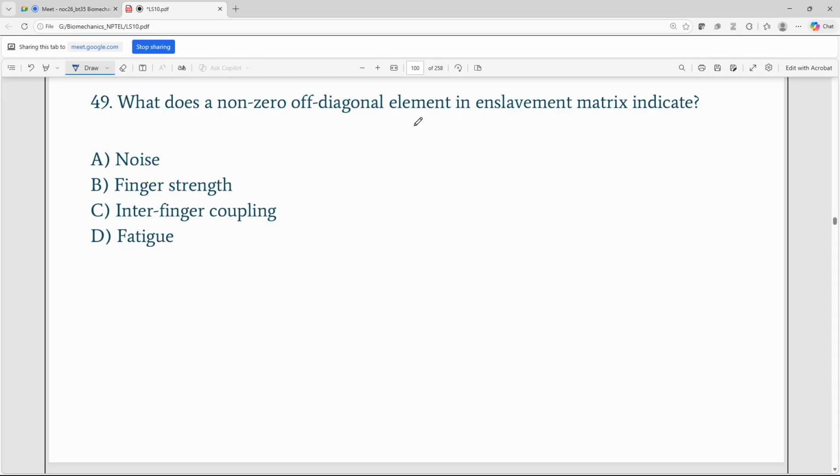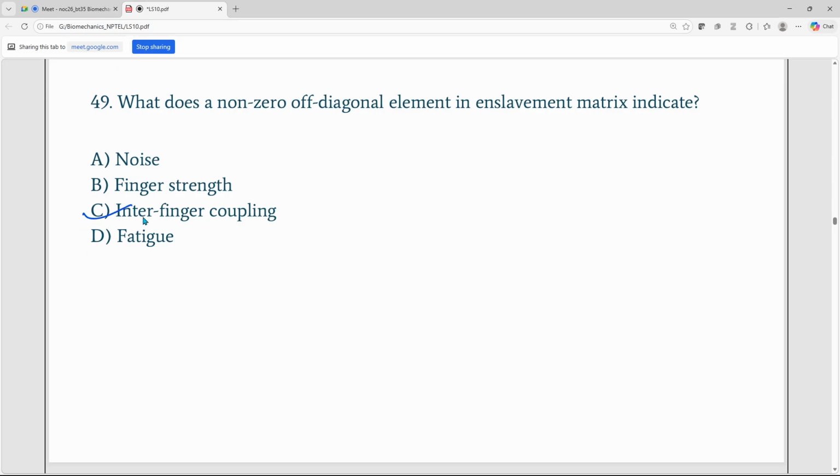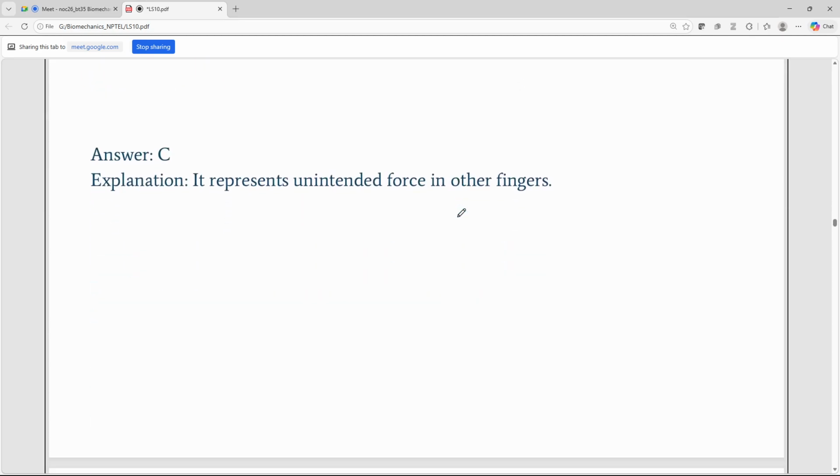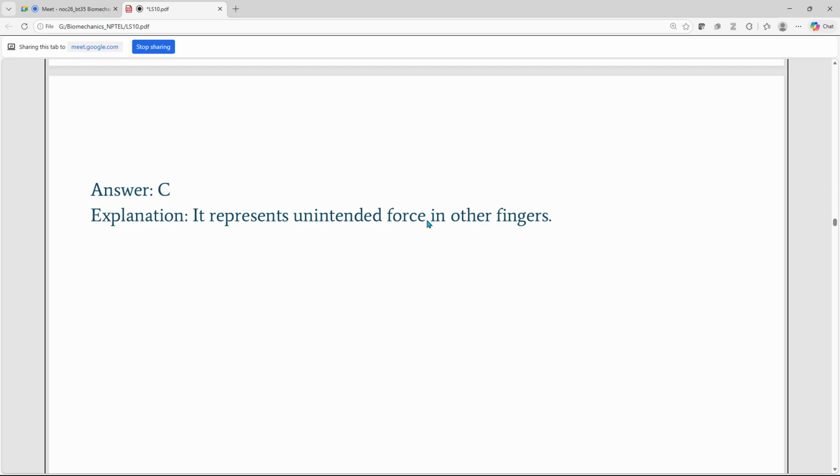Correct answer, option C, interfinger coupling. So a non-zero off-diagonal element shows a chance of enslavement. It gives the value of enslavement in the enslavement matrix. The answer is option C. It represents the unintended force created in other fingers due to the active finger.